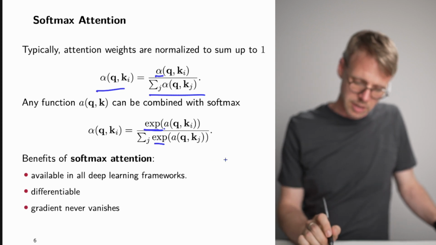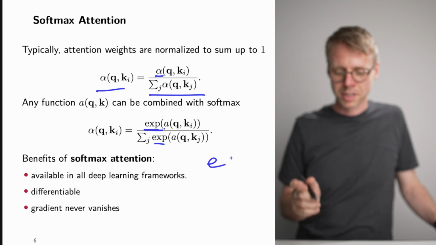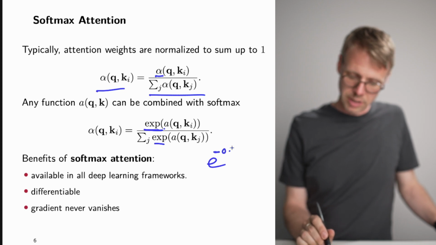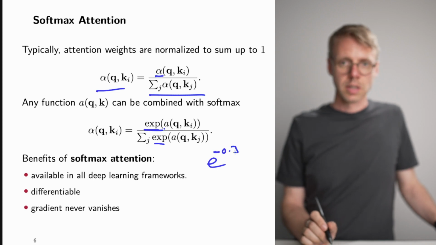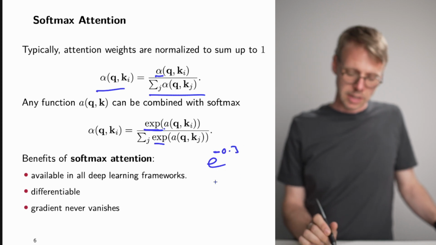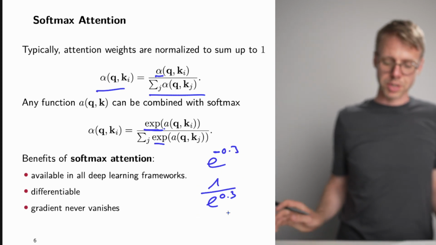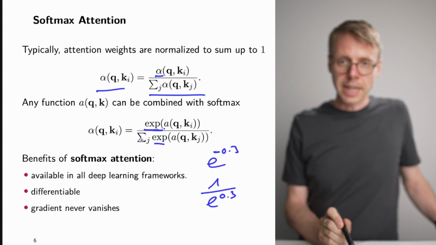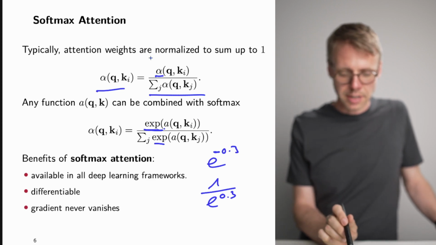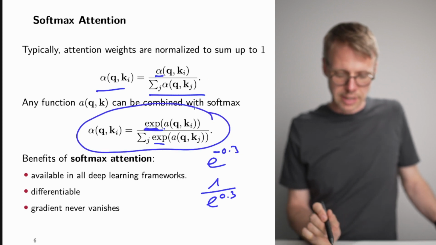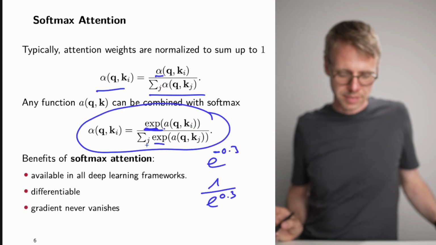The reason is that e is a positive number, and if we take, say, a negative value like 0.3, that would mean that we're basically computing 1 divided by e to the power of 0.3, which is again a positive number. And by combining this exponentiation and this normalization, so here we exponentiate, here we normalize, we actually get something that looks very much like a softmax.